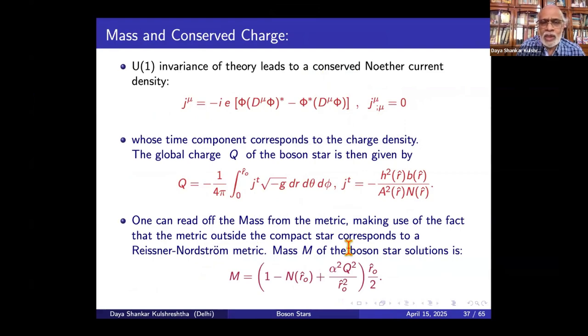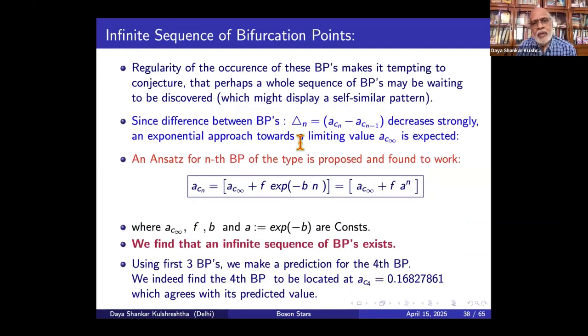So in these two models, this is local symmetry. And now, after doing some of these things, we found that our first four bifurcation points were very impressive. They seem to be correct up to 8 digits. So we made this conjecture. If there is a regularity in the occurrence of the bifurcation points, we found it tempting to discover whether there could be a whole sequence of bifurcation points, maybe waiting to be discovered, which might display a self-similarity. So we made this conjecture.